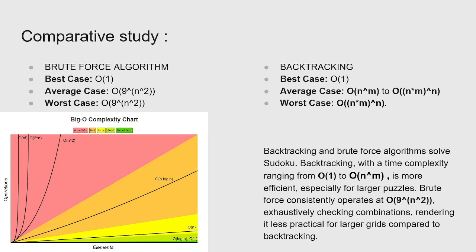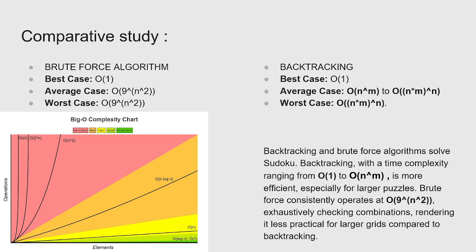So, comparative study. Here we are showing the difference between brute force algorithm and backtracking. Brute force: best case order of 1, average case order of 9 power n power 2, and worst case order of n times 9 power n power 2. Backtracking: best case order of 1, average case order of n power m, and worst case order of n times m whole power n.